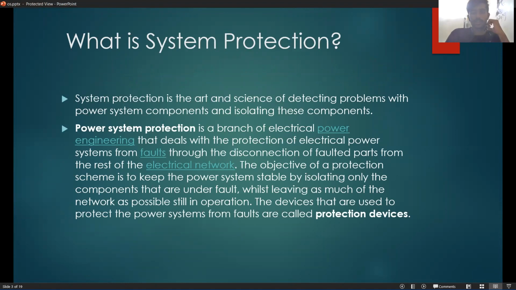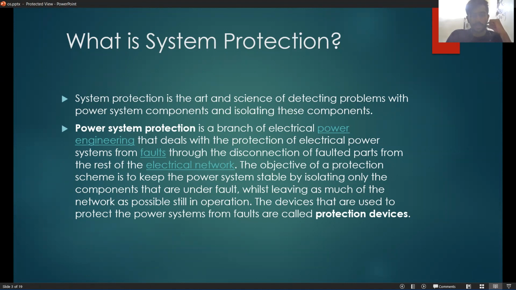So, what is a protection system? System protection is an art and science of detecting problems with power system components and isolating these components. Power system protection is a branch of electrical power engineering that deals with the protection of electrical power systems from faults through the disconnection of faulted parts from the rest of the electrical network.